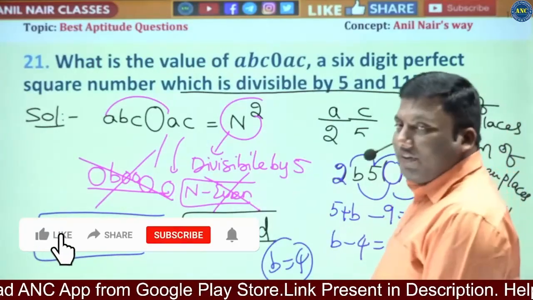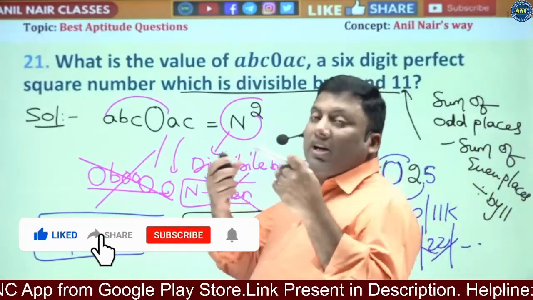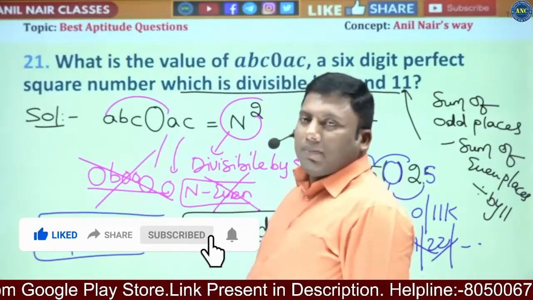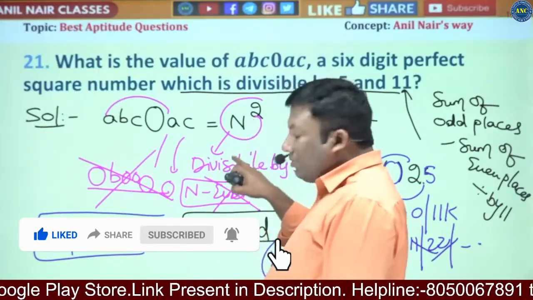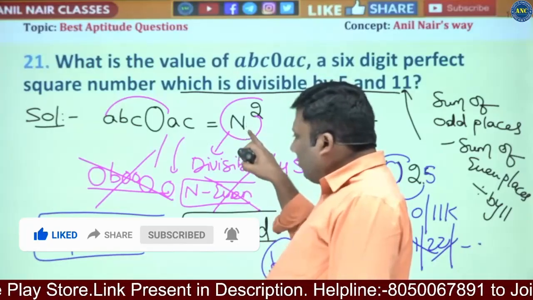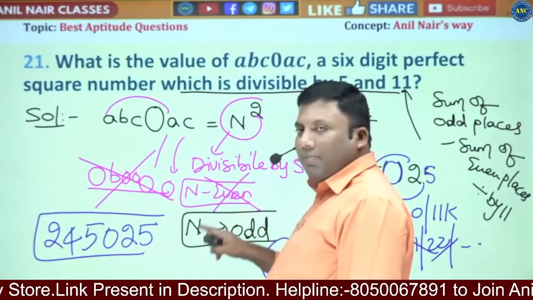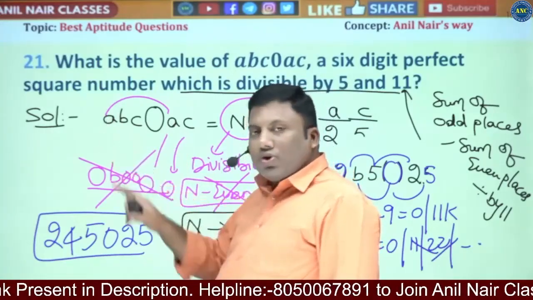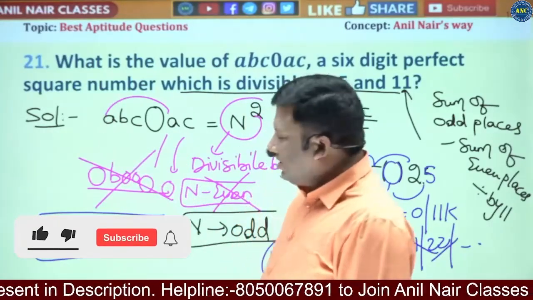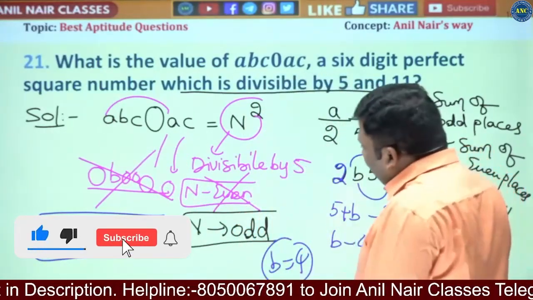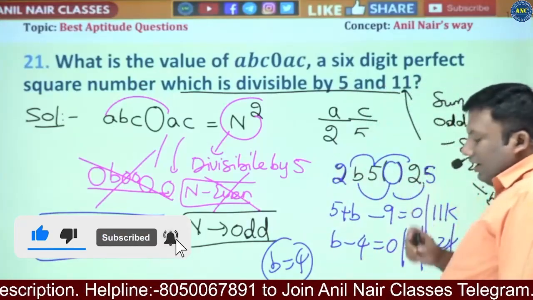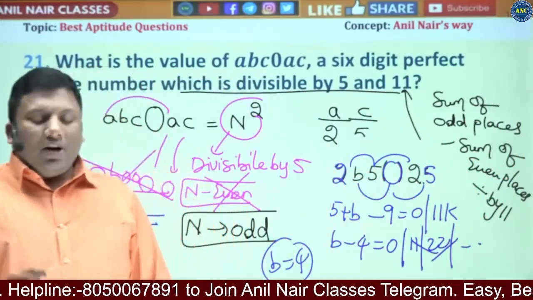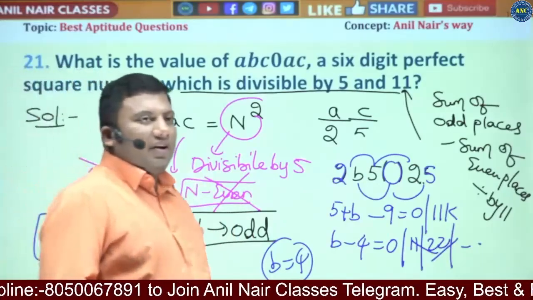What is the value of a 6-digit number? We have to decode the values of A, B, C such that this number is divisible by 5 and 11. Divisible by 5, it can be an odd number or an even number. If it is an even number and divisible by 5, last 2 digits will be 0, 0. Leftmost will be 0. It cannot become a 6-digit number. If it is an odd number, 25. Divisibility rule of 11 is sum of odd places minus sum of even places.